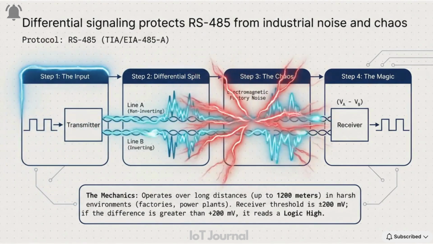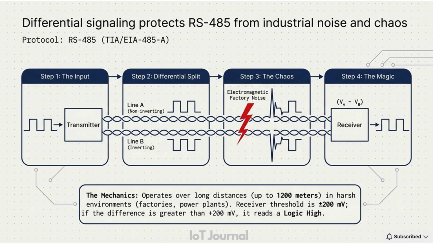Step up the circuit board into a noisy factory floor, and standard logic signals get corrupted instantly. RS485 solves this using differential signaling. Instead of referencing a single wire to ground, it transmits data over a twisted pair, line A and line B, with inverted voltage levels. Electromagnetic noise affects both wires equally, so when the receiver calculates the differential voltage, VA minus VB, the noise is completely cancelled out, allowing error-free data transmission up to 1,200 meters.